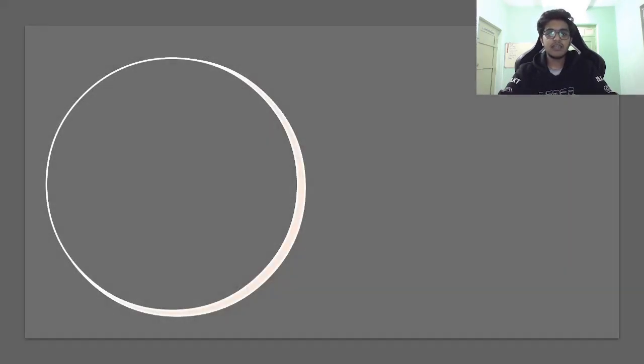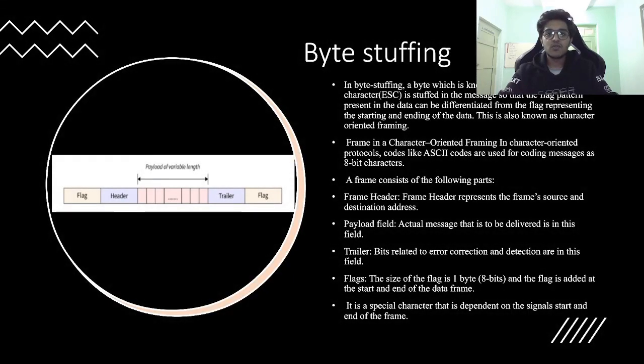Moving on to the next slide, we have byte stuffing. In byte stuffing, a byte which is known as an escape character is stuffed in the message so that the flag pattern present in the data can be differentiated from the flag representing the starting as well as the ending of the data. This is also known as character oriented framing. In character oriented protocols, codes like ASCII are used for coding the message from an 8-bit character.